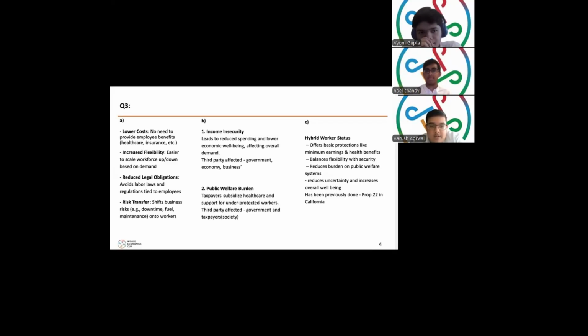Part B. Classifying sharing economy workers as independent contractors leads to income insecurity and job instability. Without guaranteed wages, paid leave, or stable hours, their earnings depend on fluctuating demand. This uncertainty makes financial planning difficult and lowers overall consumer spending, especially in local economies. The result is negative externality. Others, like small businesses and broader economy, bear the cost while platforms benefit.